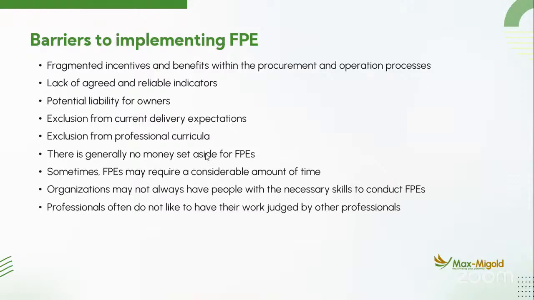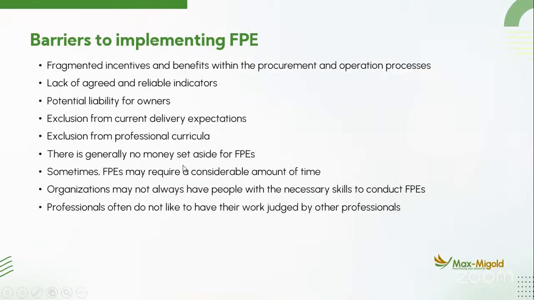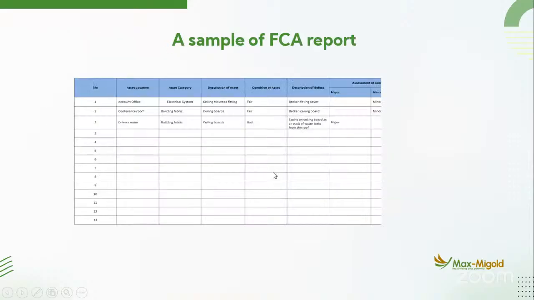So, okay, we've already discussed this. Benefits of evaluating a business system: a feedback loop to enhance the continuous improvement process, improved fit between occupant and their building. We've said optimization of service to suit the occupant, and reduction of waste of space and energy. Then validation of occupants' real need, reduced ownership and operational expense, and improved competitive advantage in the market, which we already mentioned on the other slide. Then fragmented incentive, we've mentioned that. So sometimes professionals don't like their work judged by others, which is nothing but the truth.